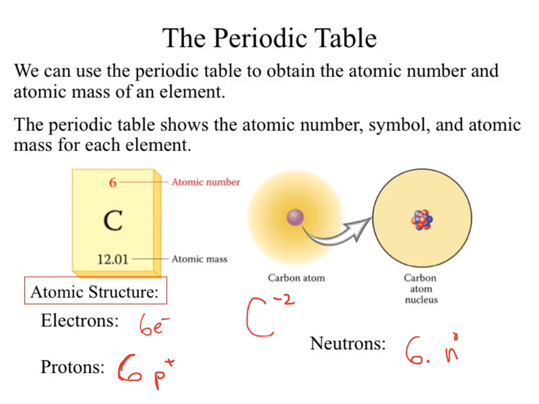What's that? It has to be carbon. The protons define the element. If you change the number of protons, you no longer have that element. Okay? So what do we have to do to get to a negative 2? Add 2 more electrons. We need to add 2 electrons.